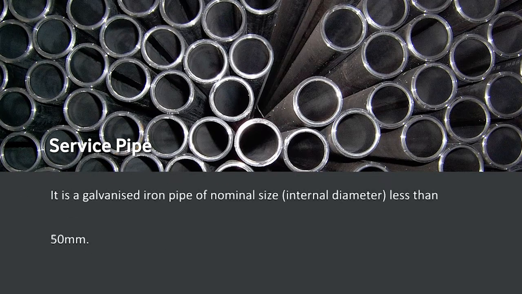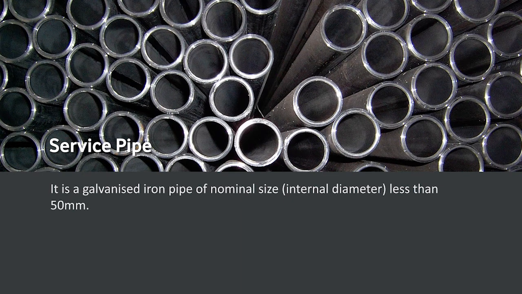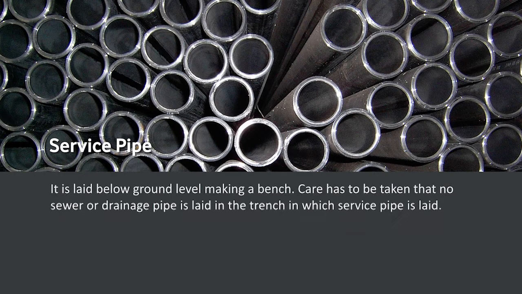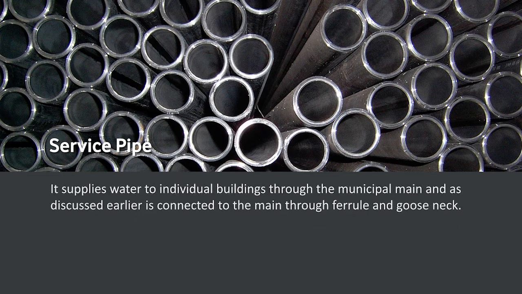Service pipe. It is a galvanized iron pipe of nominal size less than 50 mm. It is laid below ground level, making a trench. Care has to be taken that no sewer or drainage pipe is laid in the trench in which the service pipe is laid. It supplies water to individual building through the municipal main and, as discussed earlier, is connected to the main through ferrule and gooseneck.